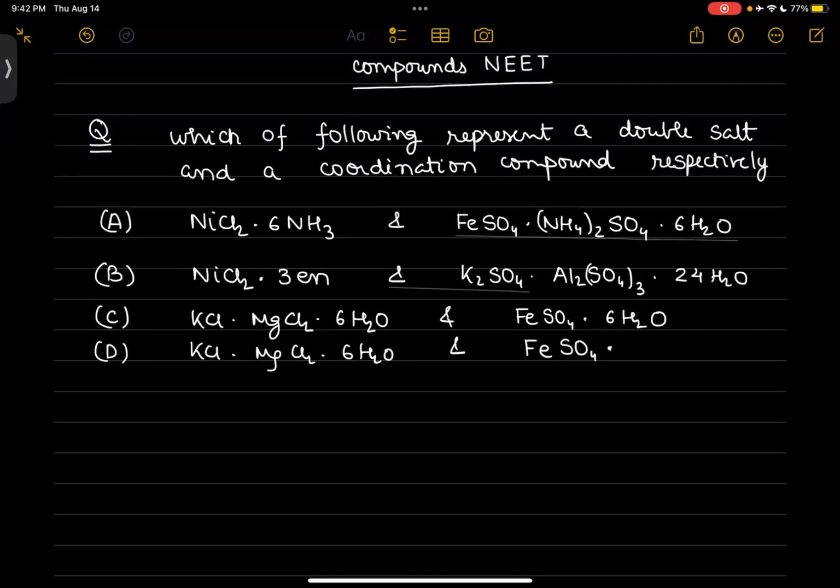So what is the second option? The second option is NiCl2.3 en. That en is ethylene diamine, if you remember. FeSO4, (NH4)2SO4.